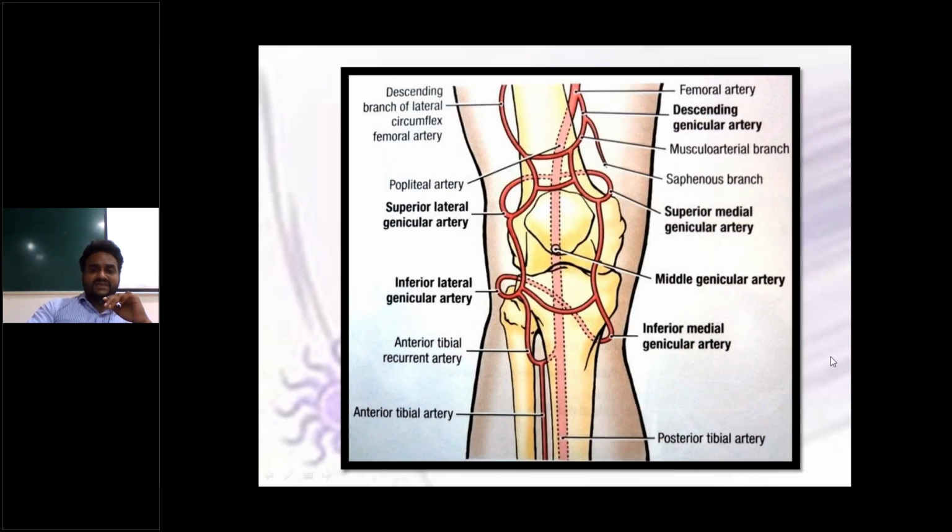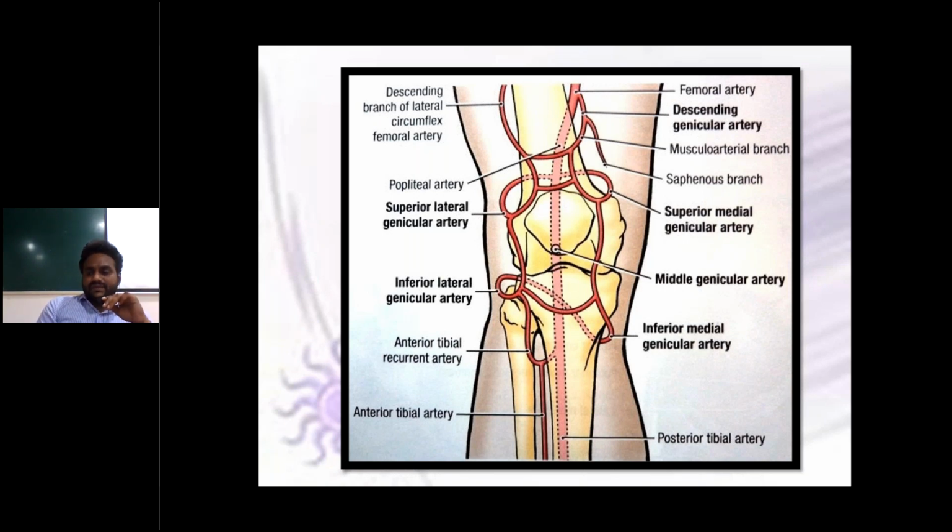You are aware of the blood supply of the knee joint. So what is the arterial supply of the knee joint? You see this picture and you can tell. Popliteal anastomosis. Very good. Popliteal anastomosis or genicular anastomosis.